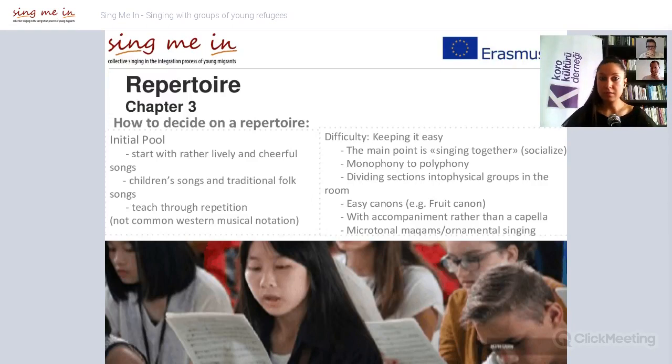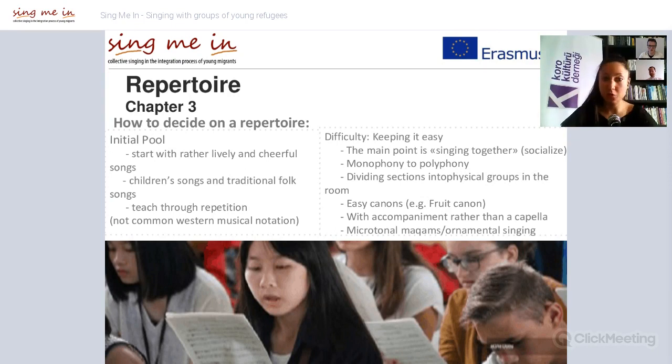Also, they may not know anything about polyphony. They may have only heard monophonic songs in their life. So first of all, you may try to find some monophonic songs, single lines, single melodies. And you may decide on dividing sections into physical groups in the room, so they will understand there are two different melodies at the same time. You can start with easy canons, such as the blues canon, which you can find in Europa Cantat's booklet. Mango, mango, mango, kiwi, kiwi, kiwi. I'm sure many of you know this song.